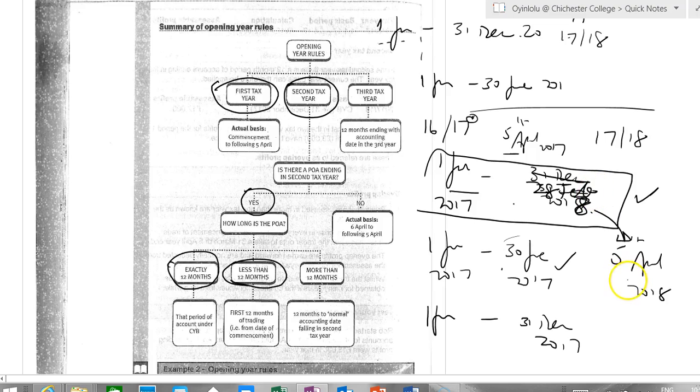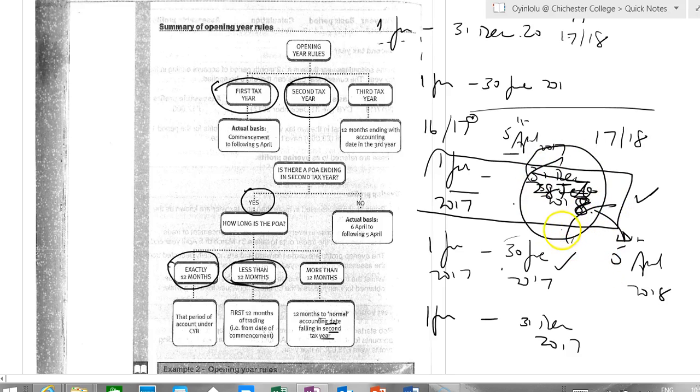So it's still in here. It could have gone all the way to the 31st of March. It could, so that you'd have had a 15-month period then. So what they're saying is, well, it all lives in that period. So if you have that, take 12 months to the normal accounting date that falls in the second year. So you work from the back.